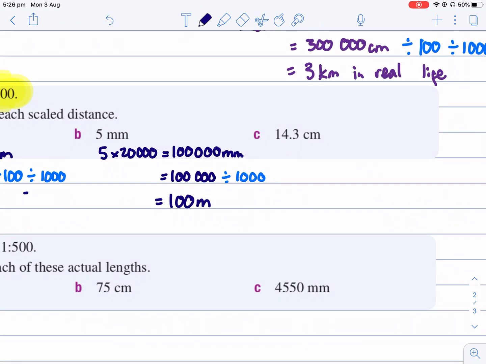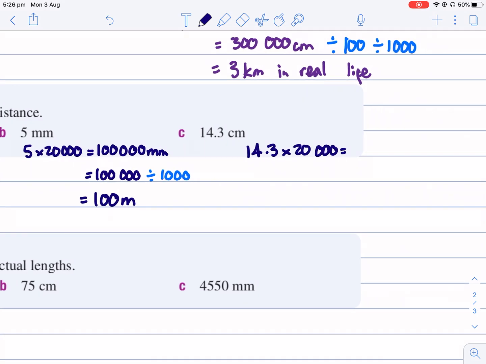14.3 centimeters on the map. This is huge. We've got 14.3 times 20,000. I can't even read the question. 14.3, what's that? 28,600? That's much better. No, that's not 28,600.